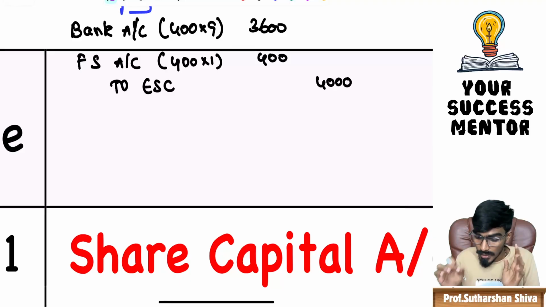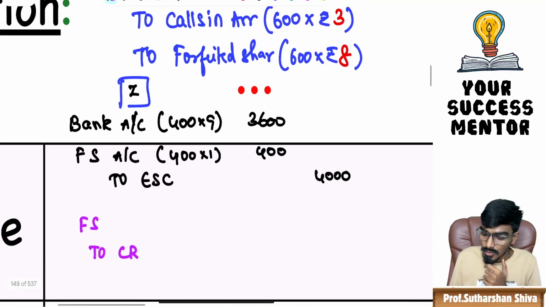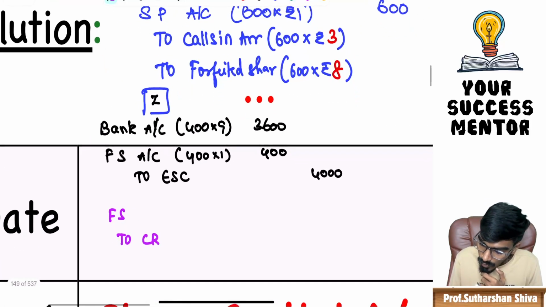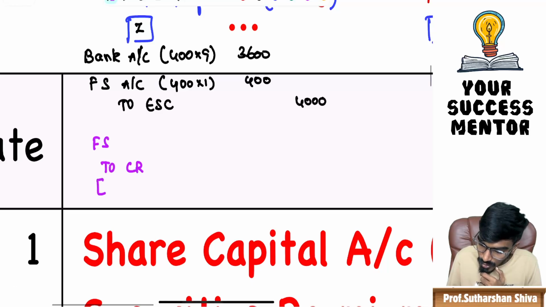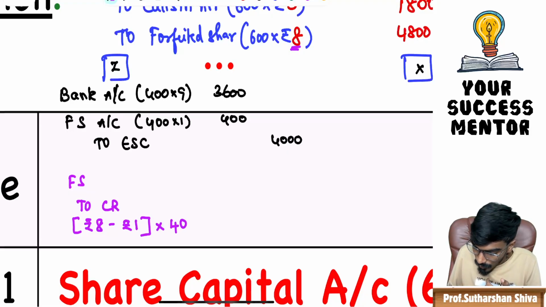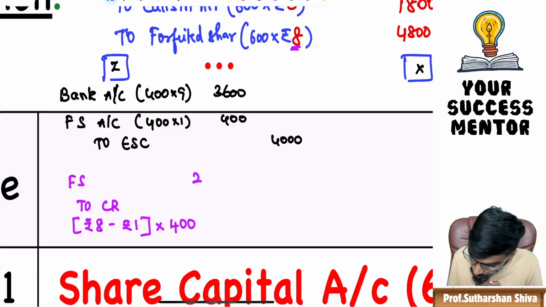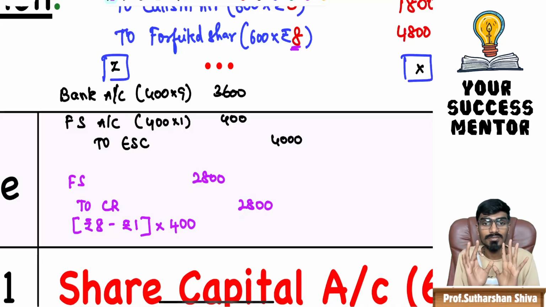On that, which entry is to be passed? The reissue entry is already passed. Gain is to be passed if any. So what is the profit on reissue? Profit on reissue is 8 rupees. What is the loss on reissue? 1 rupee. How many shares have been reissued? 400. So 7 into 400. What is the reissue gain? Easy, yes? 2,800. That is with respect to Z.